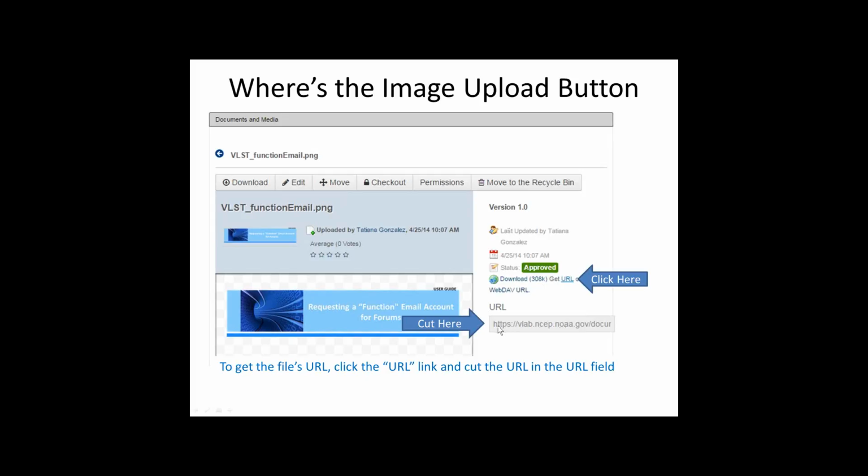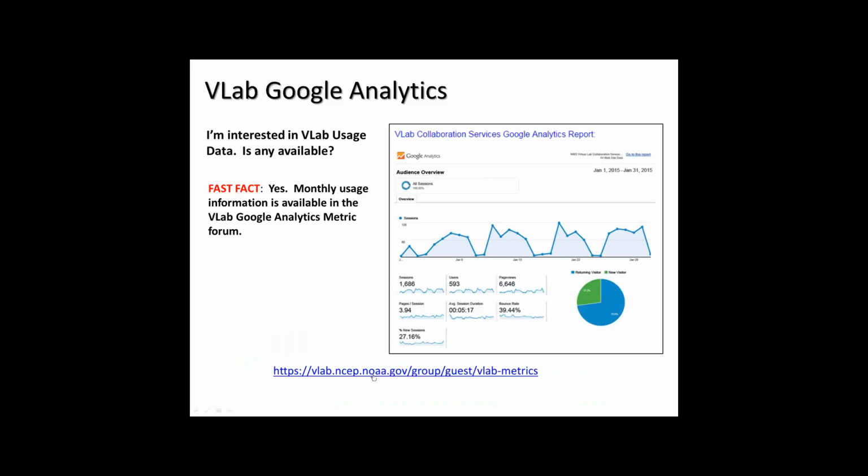And so here's where it says HTTPS, VLab, INSEP, NOAA.gov. That portion doesn't need to be there, and so you can remove that. And it's just everything to the right of that slash that you would insert into that field in the insert image. All righty, so that's that fast fact.